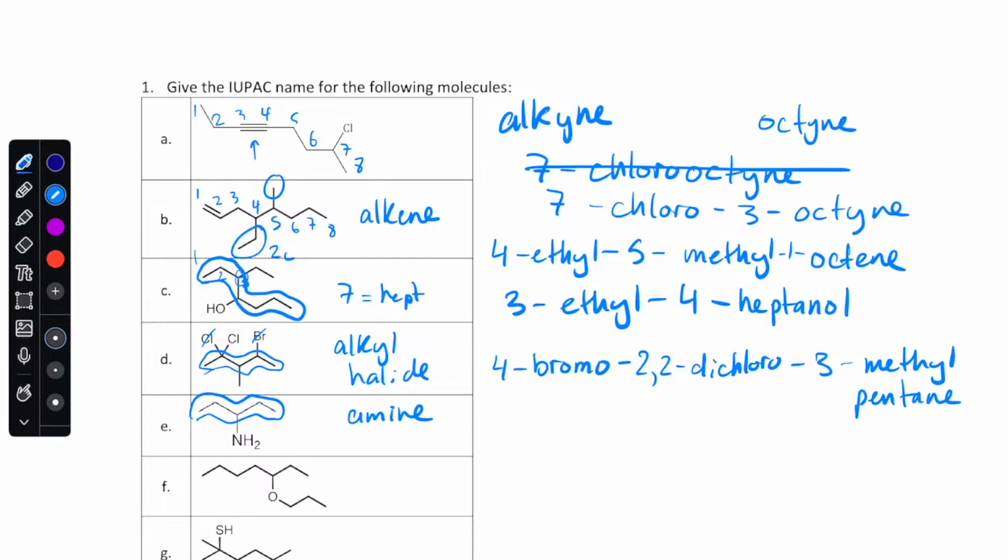So we have to identify the position of the amine group, the NH2. So that would become 3. Pentan, and what we do is we cut the E off and write amine at the end of the word. So it's 3-pentanamine, like that. So we kind of have one example of each of these as we go through.